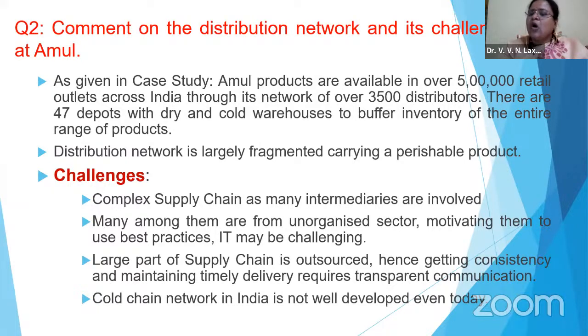Many among them are from the unorganized sector. As I have told you, most of the third-party logistics providers are from the unorganized sector. So training them, motivating them to implement the new technology and subsidizing them with that new technology is also a big challenge. And a large part of the supply chain is outsourced, so they may not have complete control over them. And it is through the same supply chain that even the Nestle products and Britannia products are being transported. These are the main reasons.